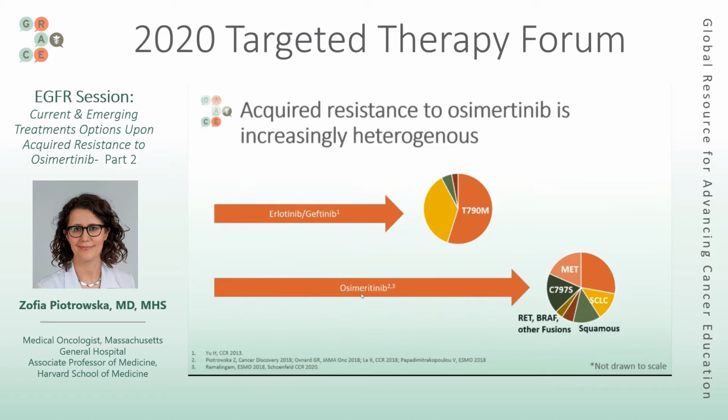And what we've seen so far with osimertinib resistance is that this pie has become a lot more complex. Resistance has become more heterogeneous. And it's not that if we come up with one therapy, we're going to be able to catch a large percentage of patients who progress on osimertinib. We're probably going to have to develop multiple different strategies to address all of these different pathways.